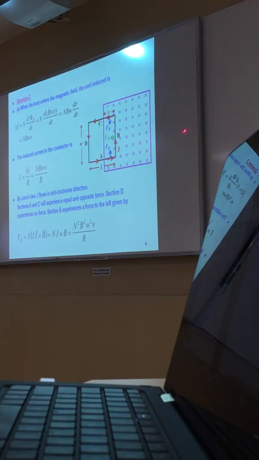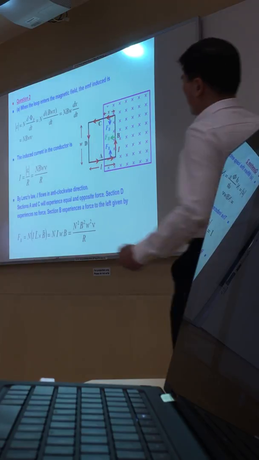Because when there is current flowing in the loop, there is power dissipation. So there's electrical energy generated. There must be energy input, isn't it? Because energy is not free. Energy is conserved. You can convert from one form to another, but you cannot generate energy out of nothing. So if there's electrical energy dissipation, there must be energy input. Now this energy input comes about because there is this opposing force to the motion.